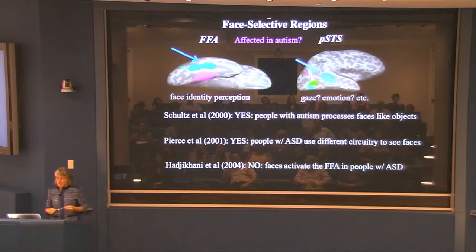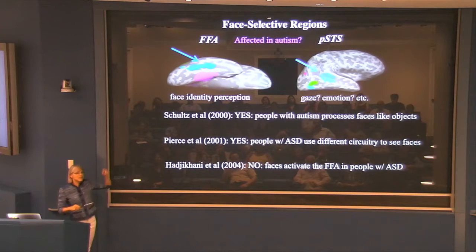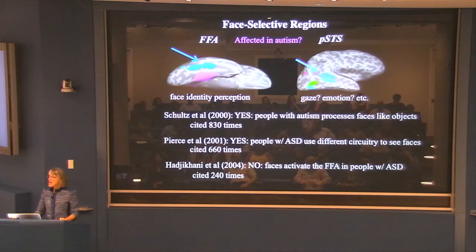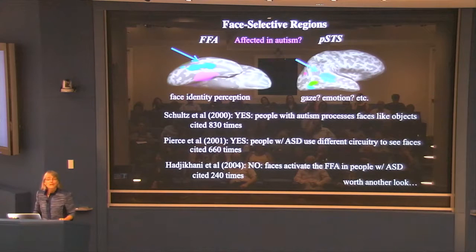There's a very nice study by Hajikani that found basically the FFA response is pretty much the same in people with autism and typical people. But that study isn't cited as much. So anyway, it's been done before, but we thought we'd give it another look.